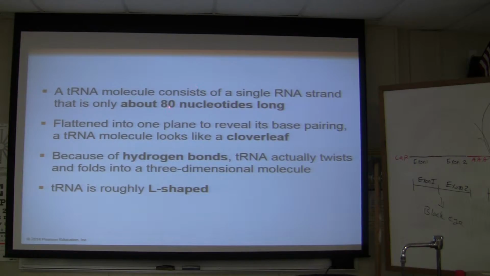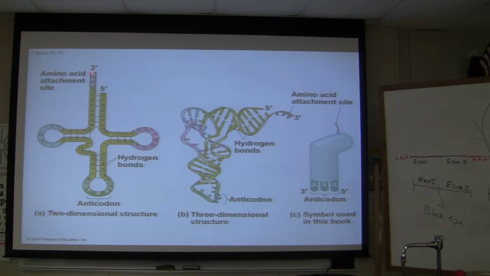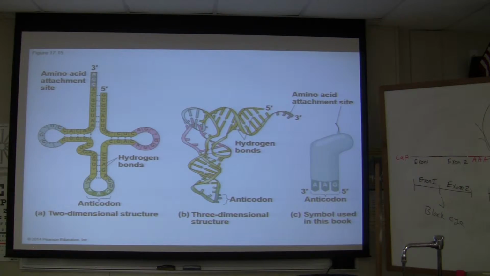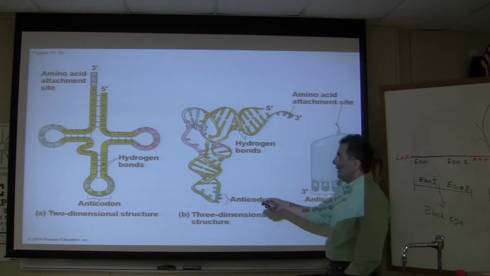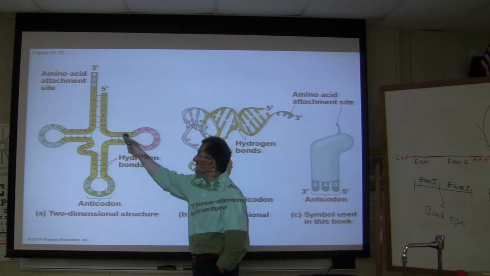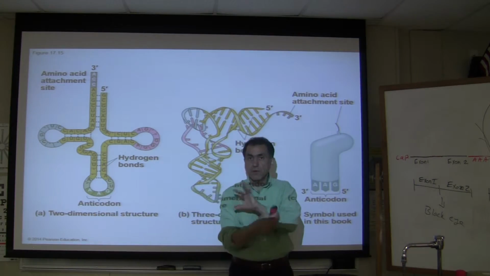The clover leaf, 80 nucleotides. So what does that mean? That means 1, 2, 3, 4, 5, 6, 7, 8, 9, 10, 11, 12, 80. So there are 80 nucleotides on the transfer RNA. But you don't have to memorize those numbers. I never ask you how many nucleotides are in tRNA. Never. But if you want to know how big it is, it's about 80 nucleotides. And those nitrogenous bases form hydrogen bonds, and that's what gives it a folded shape.